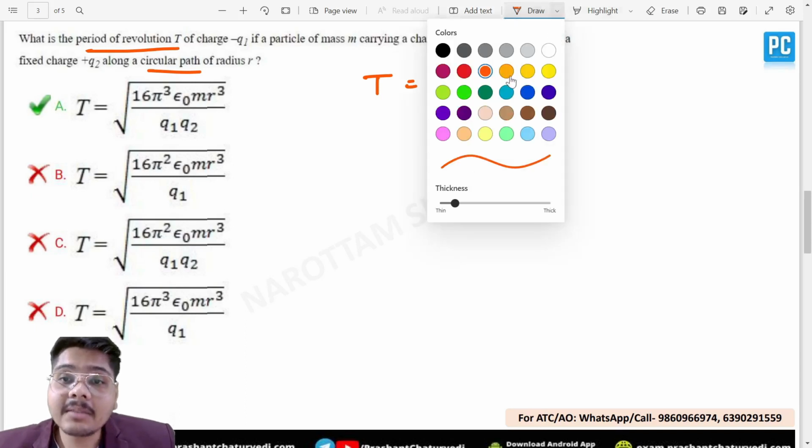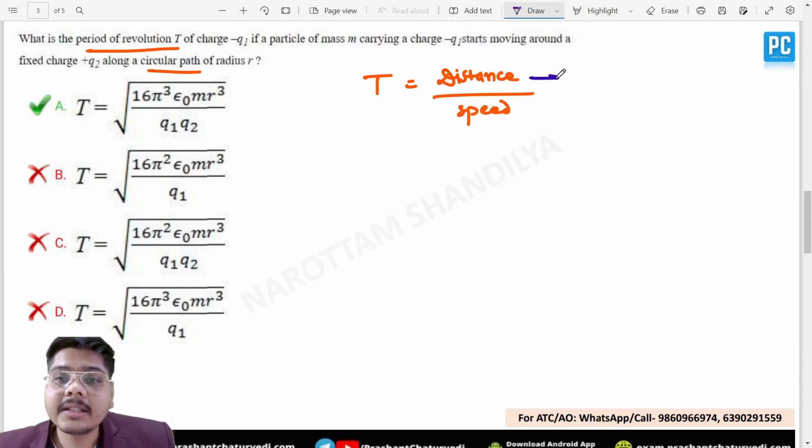When you saw my lectures of mechanics, I told you that in circular motion, the total distance covered in one single round is 2 pi r. And the speed inside that circular path, suppose it is v. So from here, simply the time period will be calculated by 2 pi r by v. Now we have to put the formula of either v or r, it's up to you. You have to simplify that.